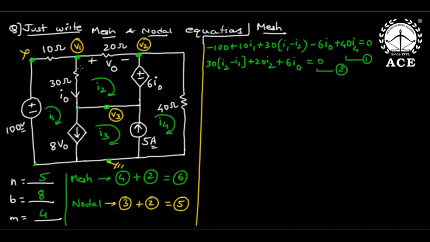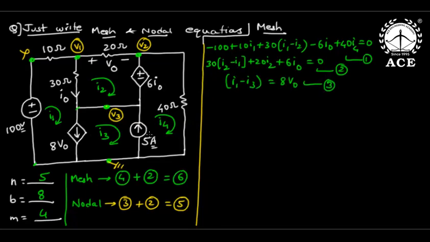Okay, 30 into I2 minus I1 plus 20 I2 plus 6 I0 equal to 0. Third difference, I1, I3. So simply I1 minus I3 equal to 8 V0.